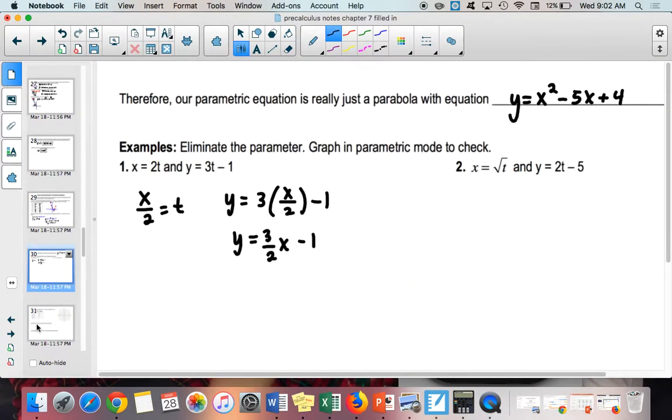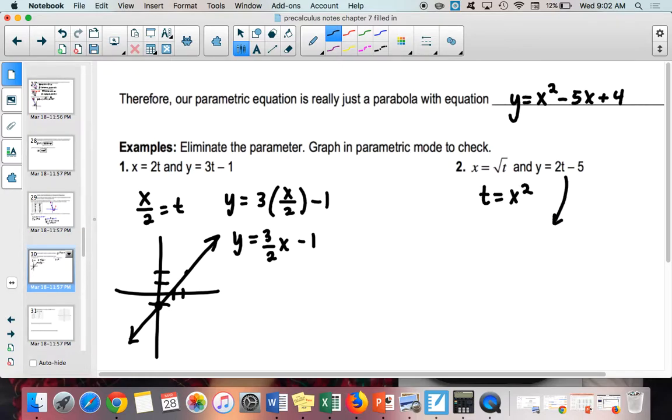All right, so let's do this next one. So we did get the line that had a y-intercept of -1 and a slope of 3 over 2. So we got that line. All right, so let's do the next one. So let's solve for x or t or whatever. So see how t is equal to x squared? So if we plug it into this equation, we get y equals 2 times x squared minus 5. So it's a parabola that has a y-intercept of -5.